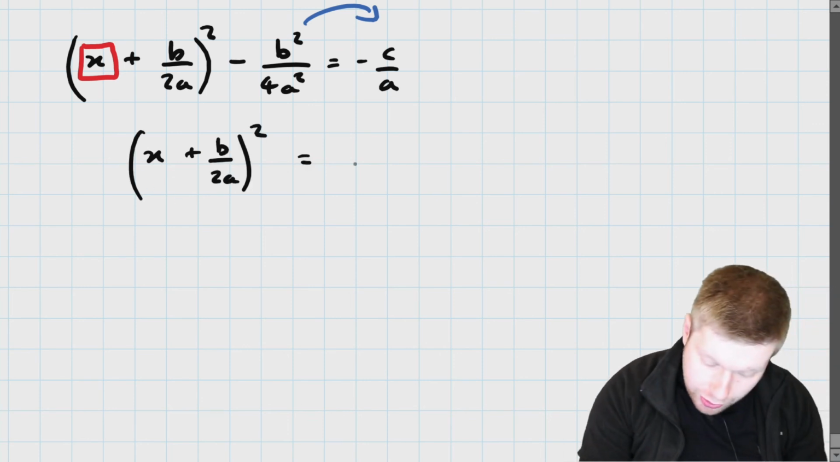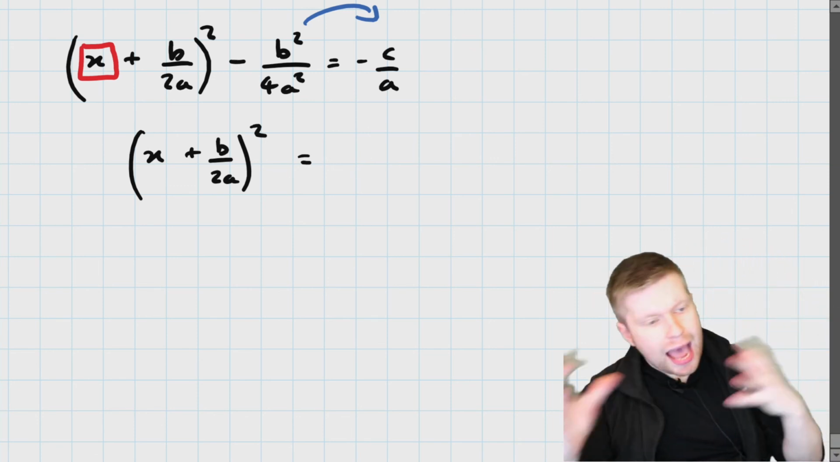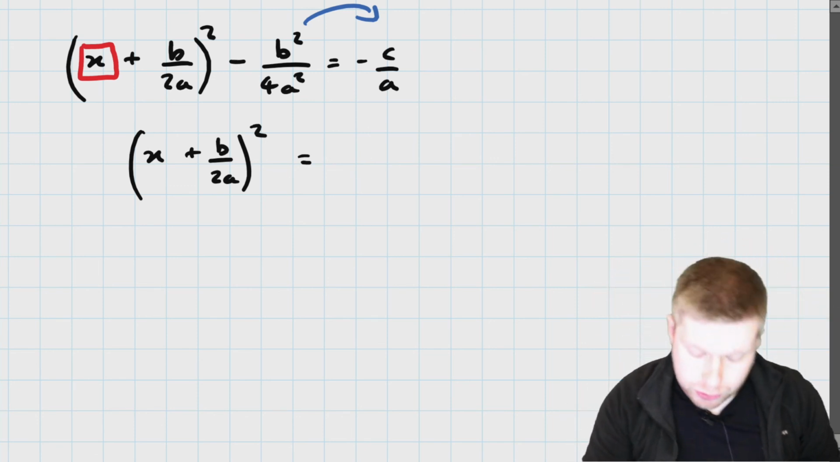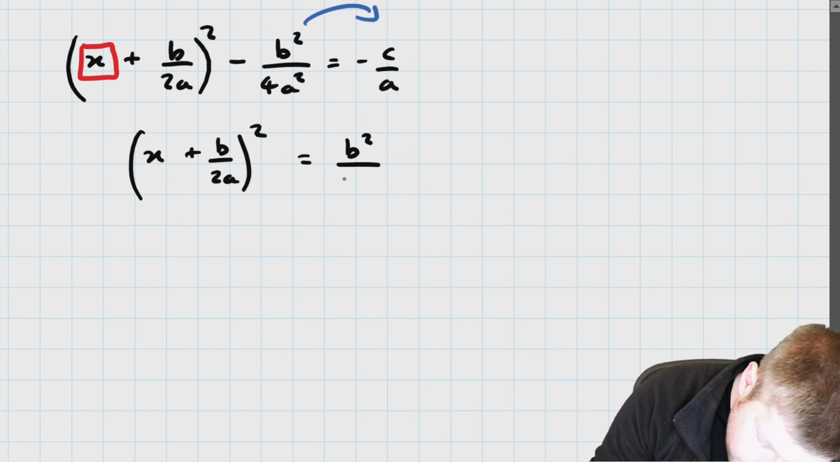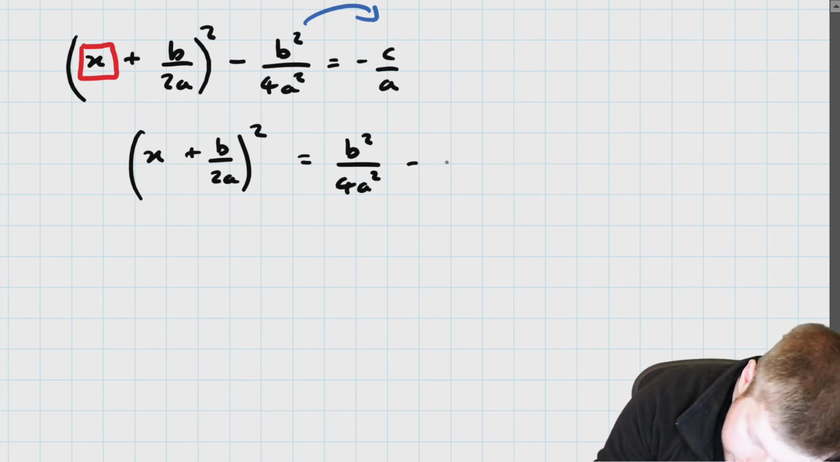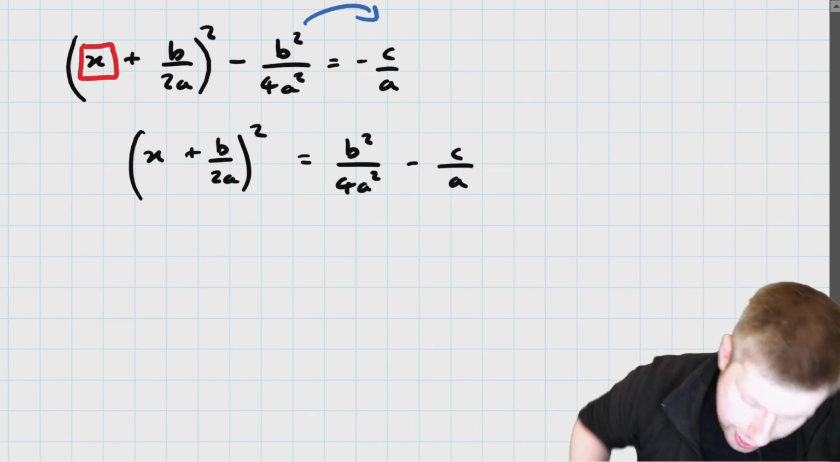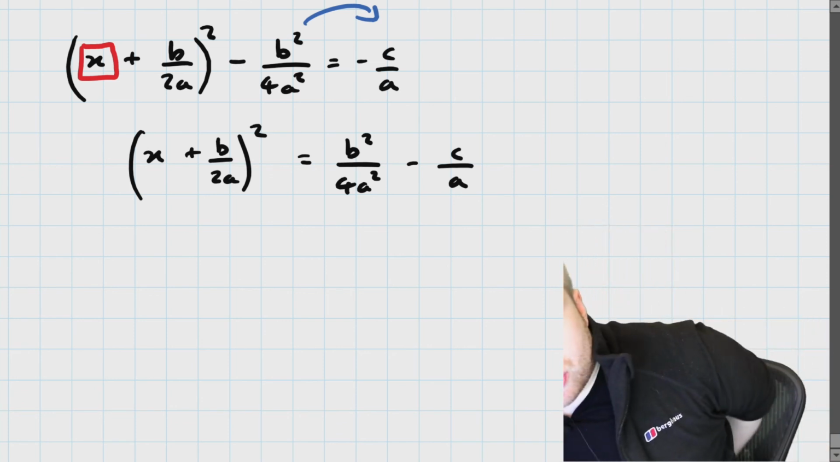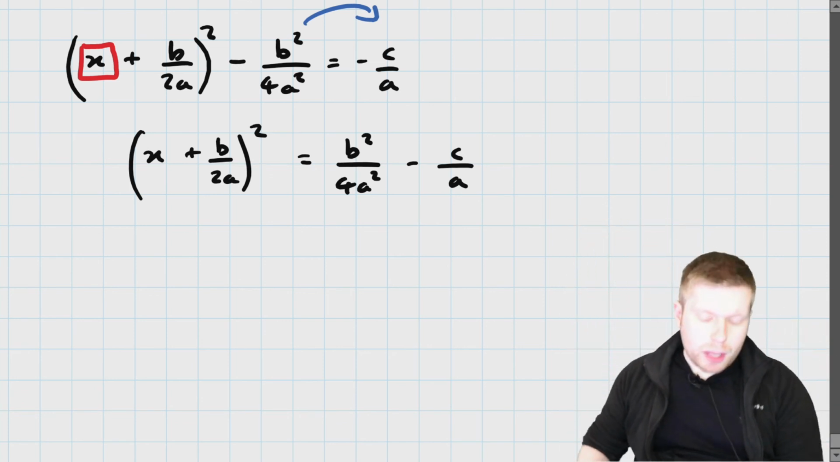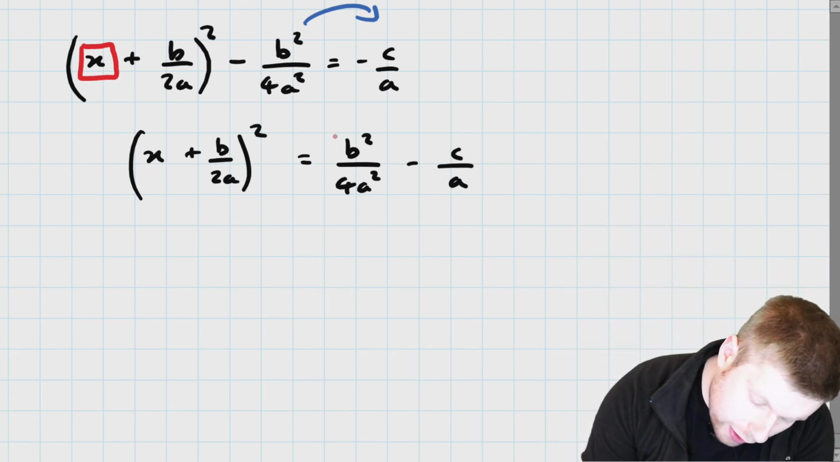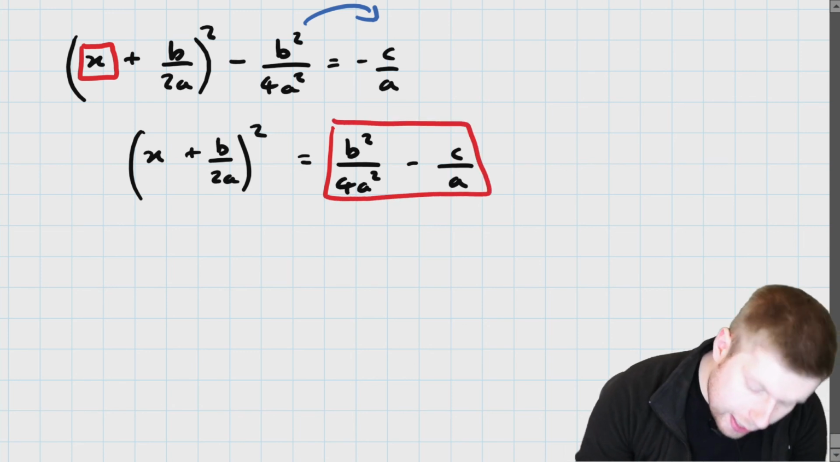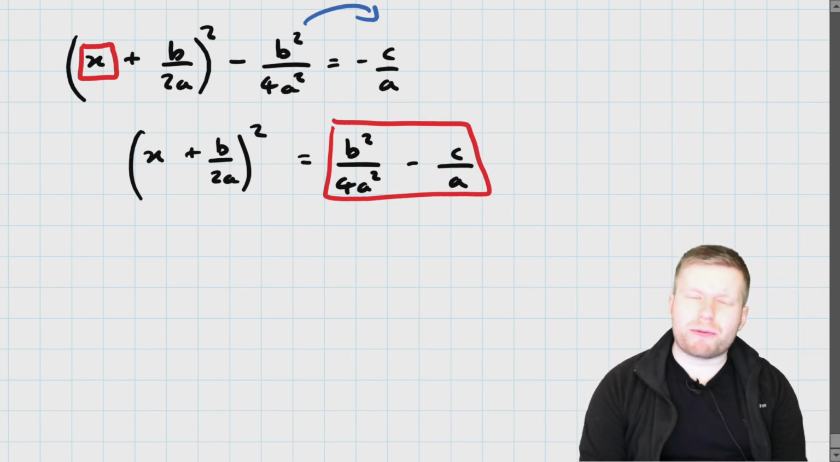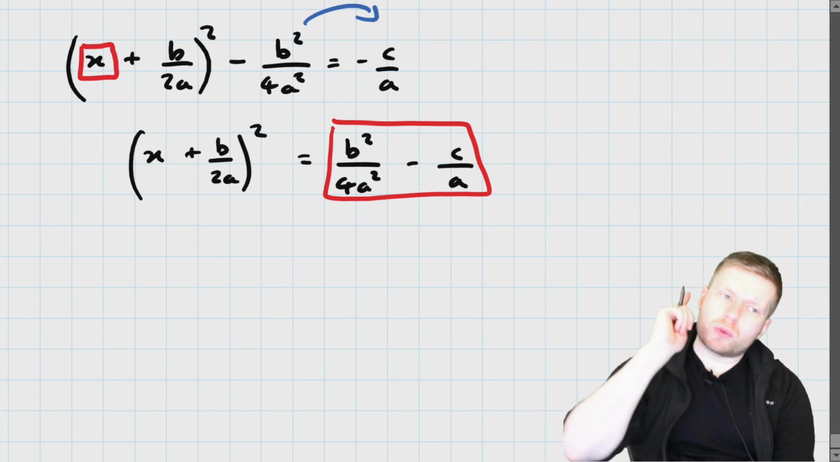And on the right-hand side, I'm going to end up with, well, if I add b squared over 4a squared to both sides, then I'll get b squared over 4a squared minus c over a. All right, fine. So far, so good then. I'm just going to work on this right-hand side slightly, because I don't really like it being two separate fractions. I want to simplify it so it's just one fraction.